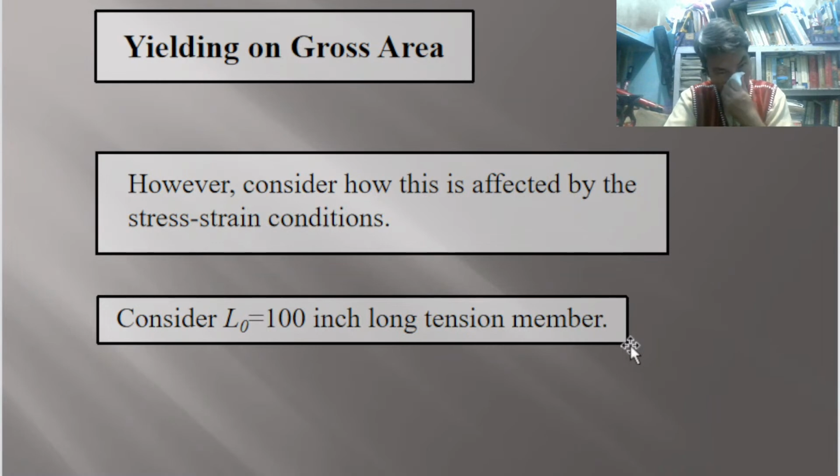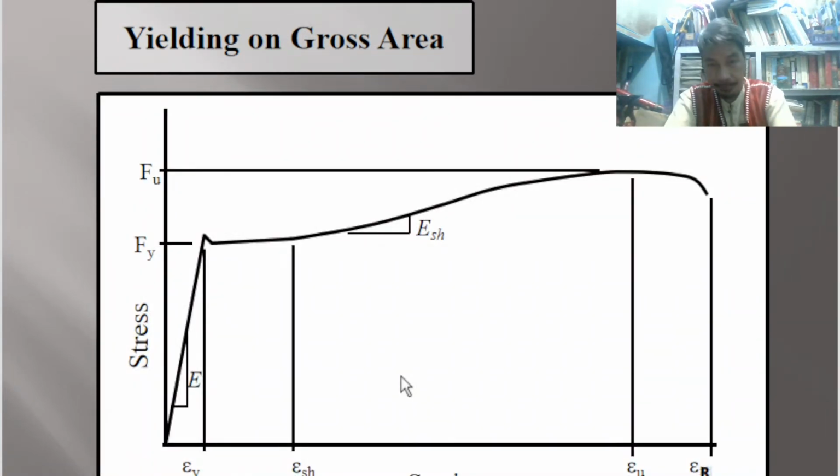And it is affected by the stress-strain condition. Consider, for example, L0 is equal to a 100 inch long tension member. Okay? Let's consider, and we have this stress-strain diagram. Usually, epsilon at yield is about 0.001 to 0.002. That is the usual strain at this point.